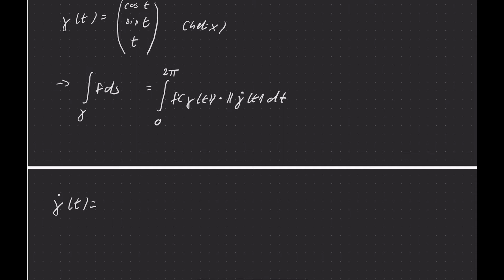So in this case, we have the derivative of the cosine, that is the negative sine. We have the derivative of the sine, that's the cosine, and of t, that's just 1. So the derivative is easy.